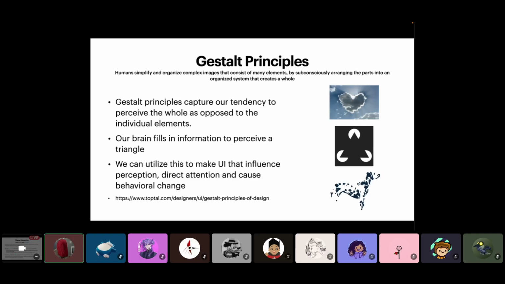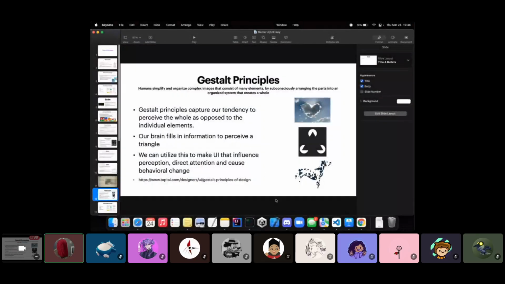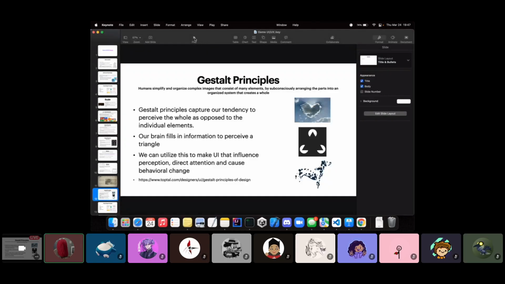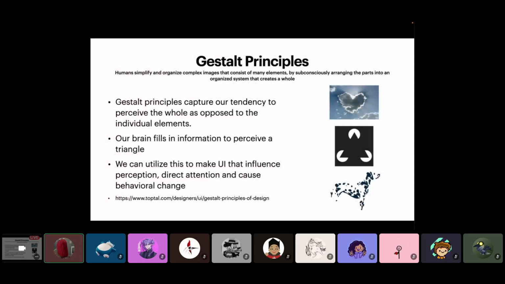And this principle is used a lot in UI. One example is, let me just go to Discord over here. Right over here, Shabazz. Even though there are no boxes surrounding this little area, we know that this is all one element, or it's a message from Shabazz, because they're close to each other, and our brains connect the dots that they're supposed to be from one person.